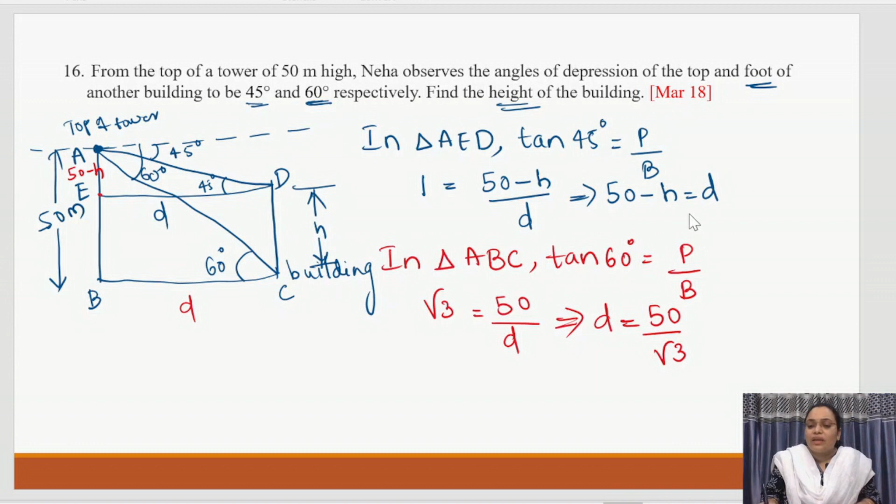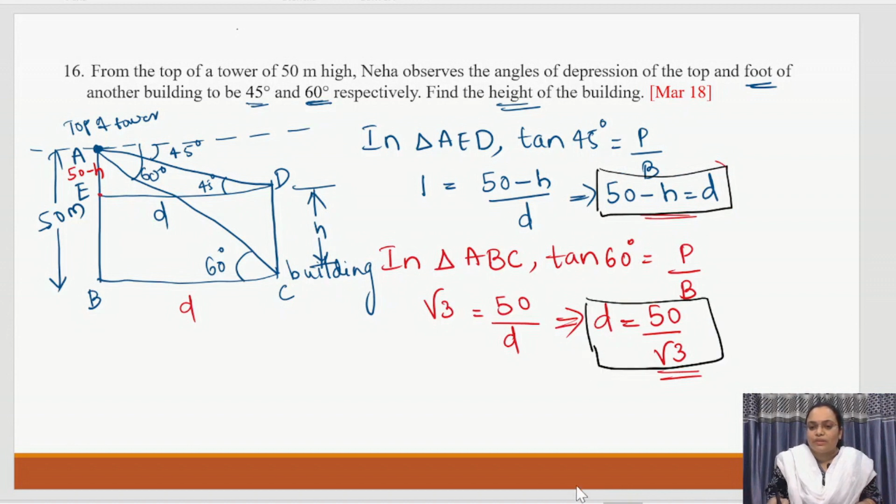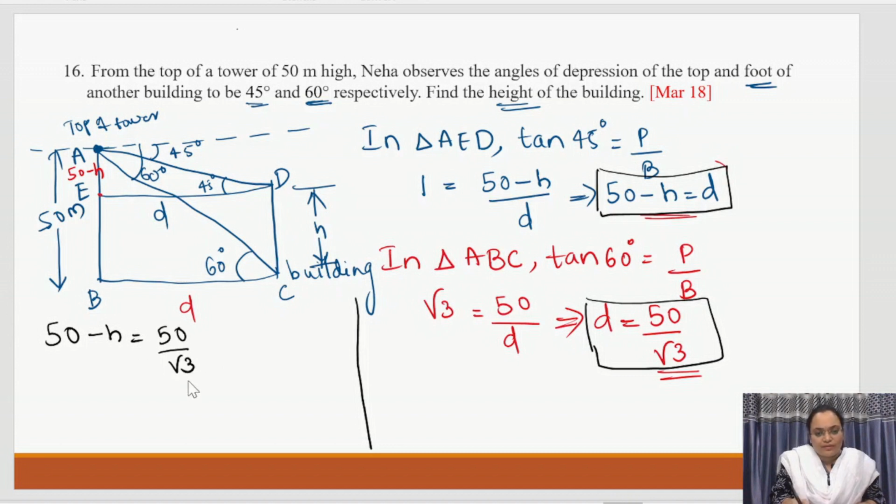So see here, this is a distance which is 50 minus h, and this is also a distance which is 50 by root 3. Let us equate both: 50 minus h is equals to 50 divided by root 3. Let us send h to the RHS and 50 by root 3 to the LHS. This becomes 50 minus 50 by root 3 is equals to h.